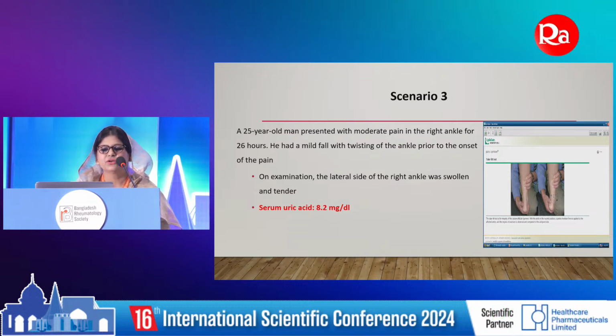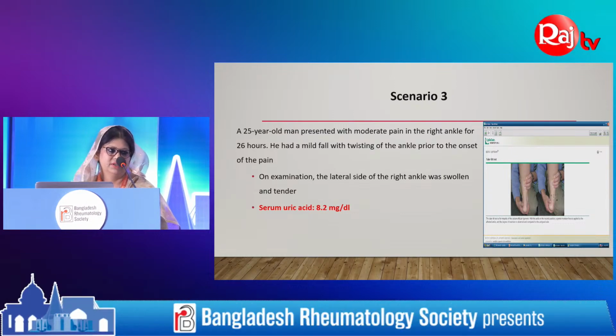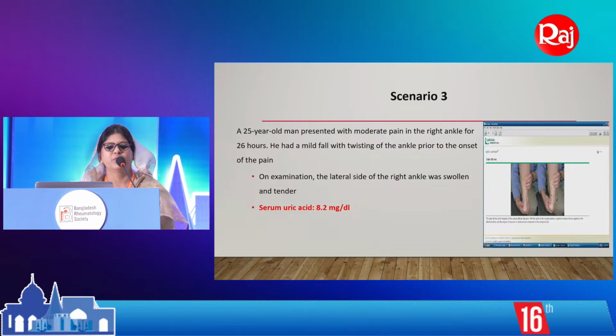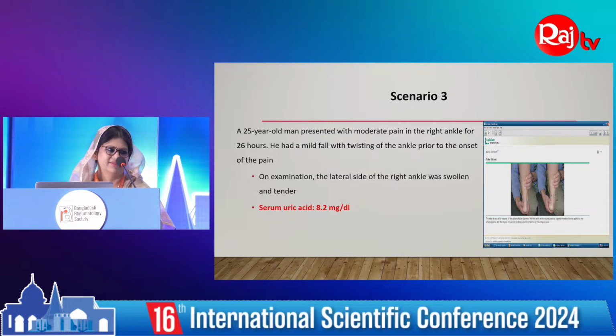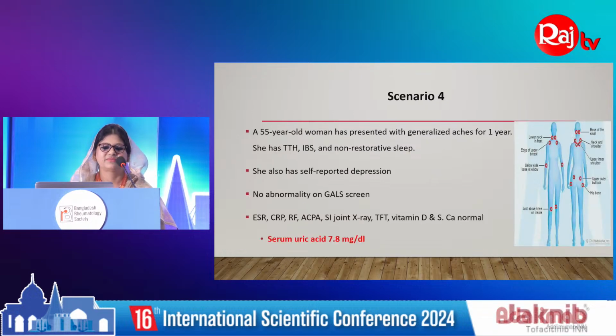On examination, the lateral side of the ankle was swollen and tender. His Taylor test was also positive, but his uric acid level was found to be 8.2 milligram per deciliter. So, he is diagnosed as a case of lateral ankle sprain with slightly elevated level of uric acid.